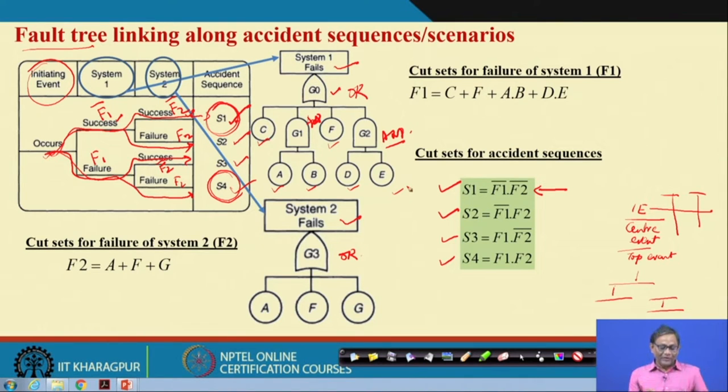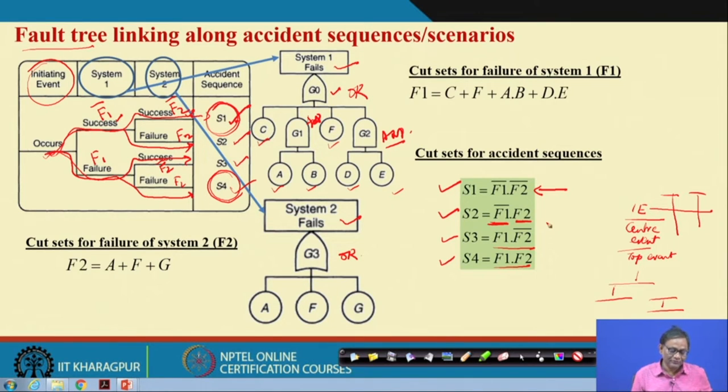Now for S2, you see that S2 will be F1 bar, system 1 successful, and F2, system 2 failure. The first one successful and the second one failure: when these two happen, only then will this sequence be created. In this manner, S3 is F1 F2 bar and S4 is F1 F2. This is in terms of the system pivotal events, pivotal event 1 and pivotal event 2, or system 1 failure and system 2 failure.